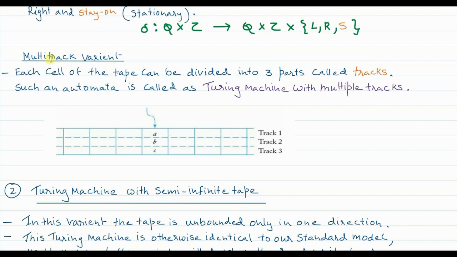Now what is the multi-track variant? You see in this figure, this is the tape of the Turing machine, and each cell of the multi-track Turing machine is divided into 3 parts, which are called tracks. So if you see the figure, this is one cell.